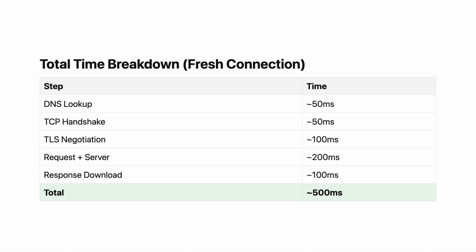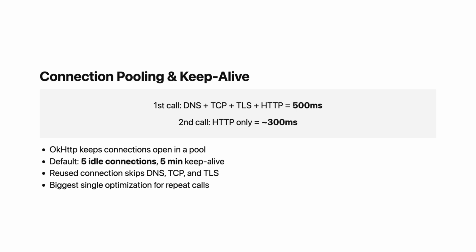This is why when you test your API in Postman on your office Wi-Fi and it takes 100 milliseconds, users on mobile report it feeling slow. The difference is all those handshakes and network conditions. The server time is the same. Everything around it changes. Here's the good news. You do not pay that full 500 millisecond cost every time.